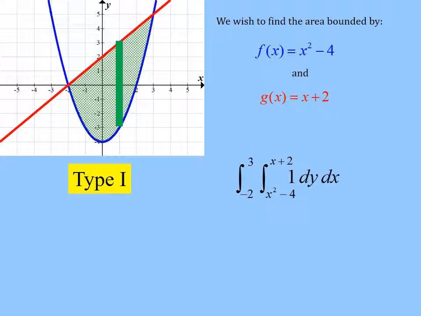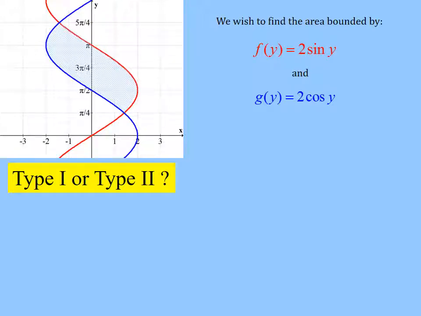And so that's the setup for the area of that shaded region in double integrals. Now we need to find the area bounded by these two functions, and it's the blue shaded region that you see here. We need to decide, is this a type 1 region or a type 2 region? So if we were to draw vertical rectangles, if this fits everywhere within this region, then it would be type 1. Well, it works fine here, but how about here?